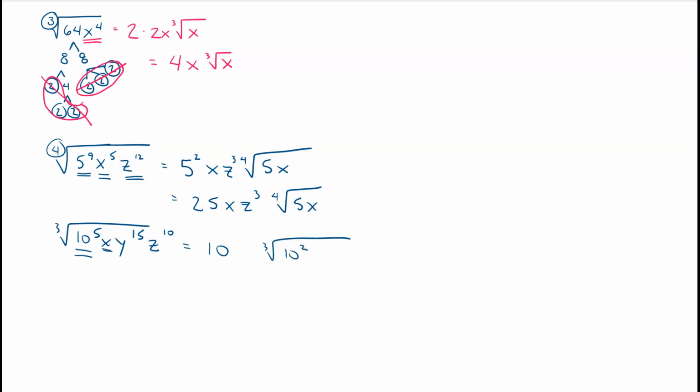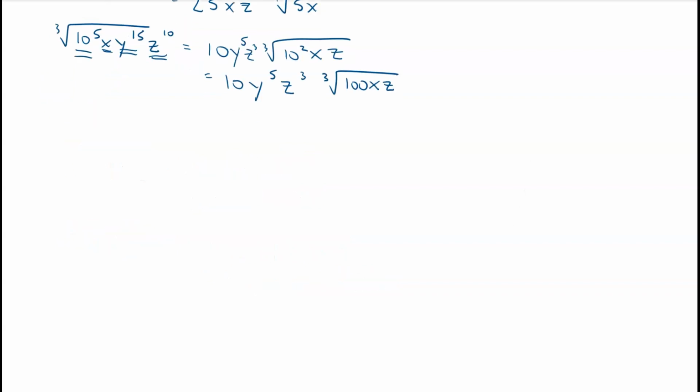Looking at x, we have no sets of 3, so it's just going to stay under the radical. Y to the 15, I've got 5 sets of 3. Z to the 10, I have 3 sets of 3 with 1 left over. Your final answer would be 10 y to the 5 z cubed times the cube root of 100x times z.